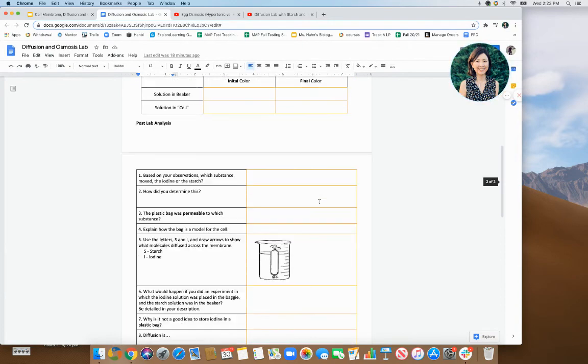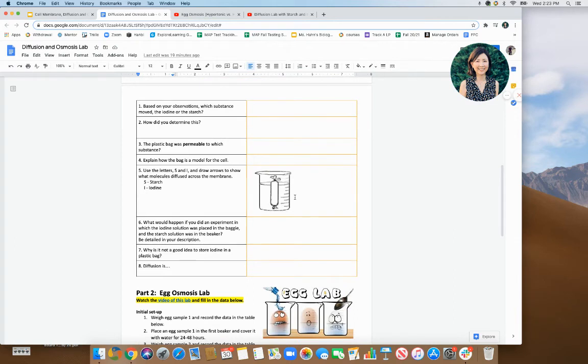Okay, so you're going to go ahead and answer these questions, and then you're going to just draw what happened, what moved across the membrane. So you can put, we started off with starch in the middle, so you can put a little S here and iodine here on the outside.